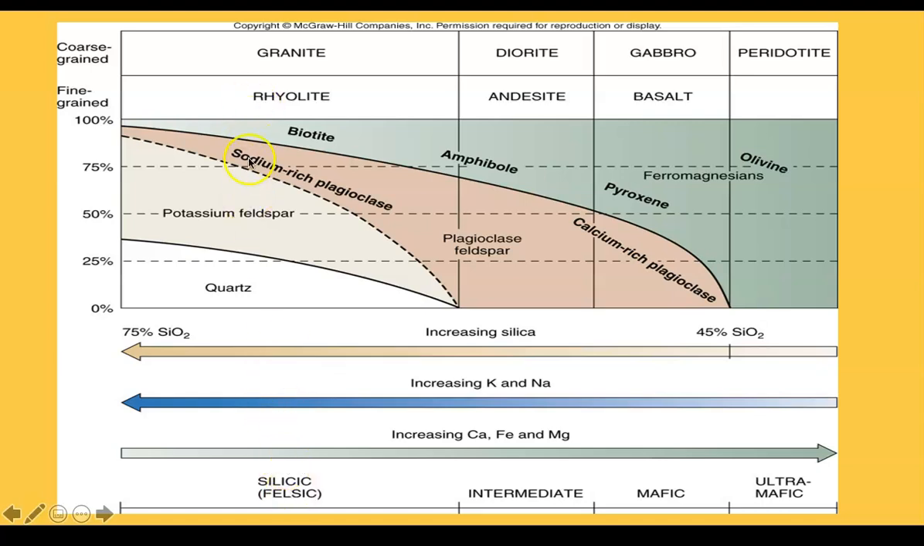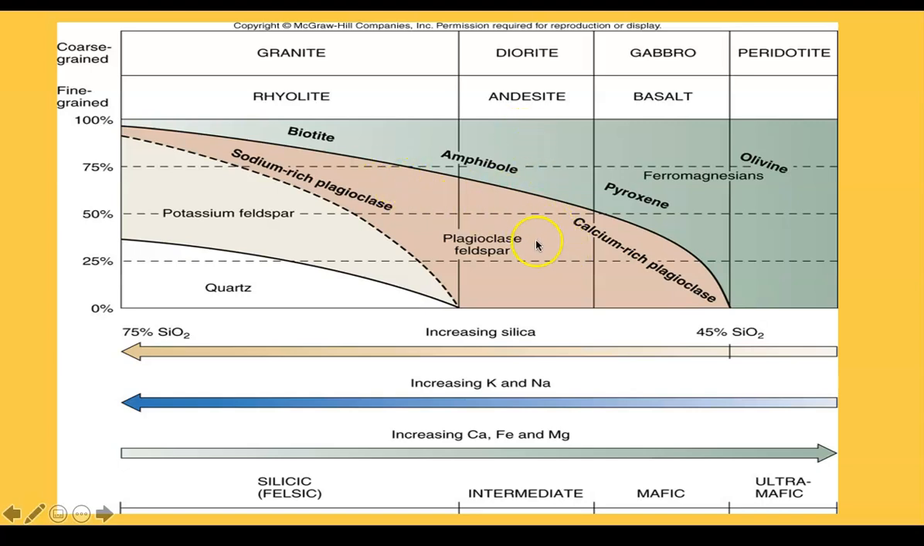Felsic igneous rocks tend to be light colored. Mafic igneous rocks tend to be dark colored. Just a little hint for later. Which leaves us with intermediate. Gee, what do you think intermediate is, being right in between felsic and mafic? Yeah, it's a blender, it's a mixture.